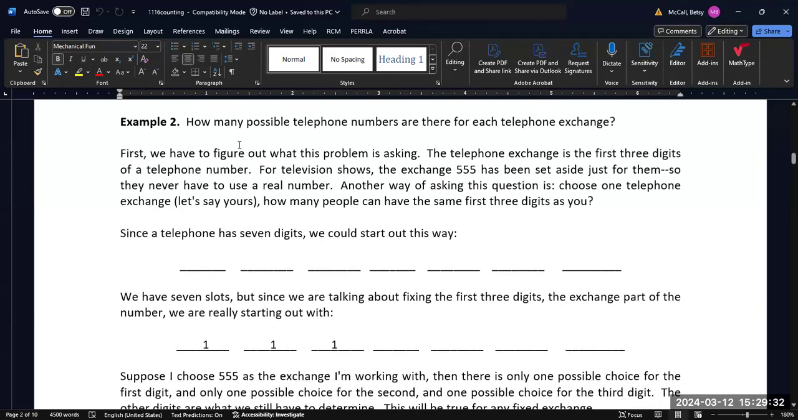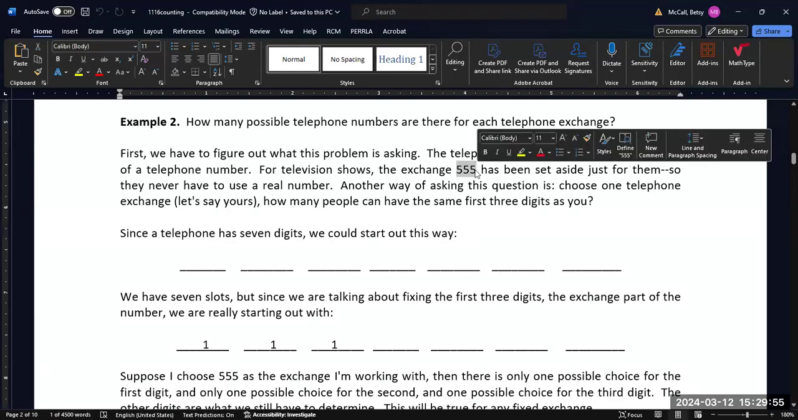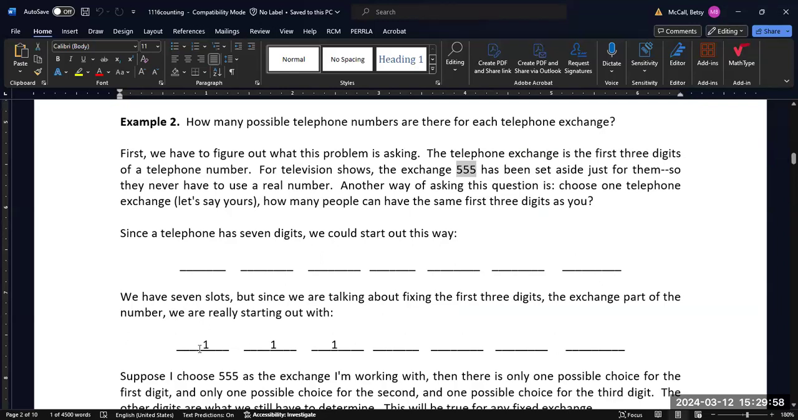A similar example would be how many possible telephone numbers are there for each telephone exchange? So within each area code, there are exchanges that used to count for towns or localities. If we pick a particular exchange, like 555, which is basically just for television shows, the first digit would be specified, the second digit would be specified, and the third digit would be specified. And then the 4 remaining digits of your telephone number would be free to be any possible value.